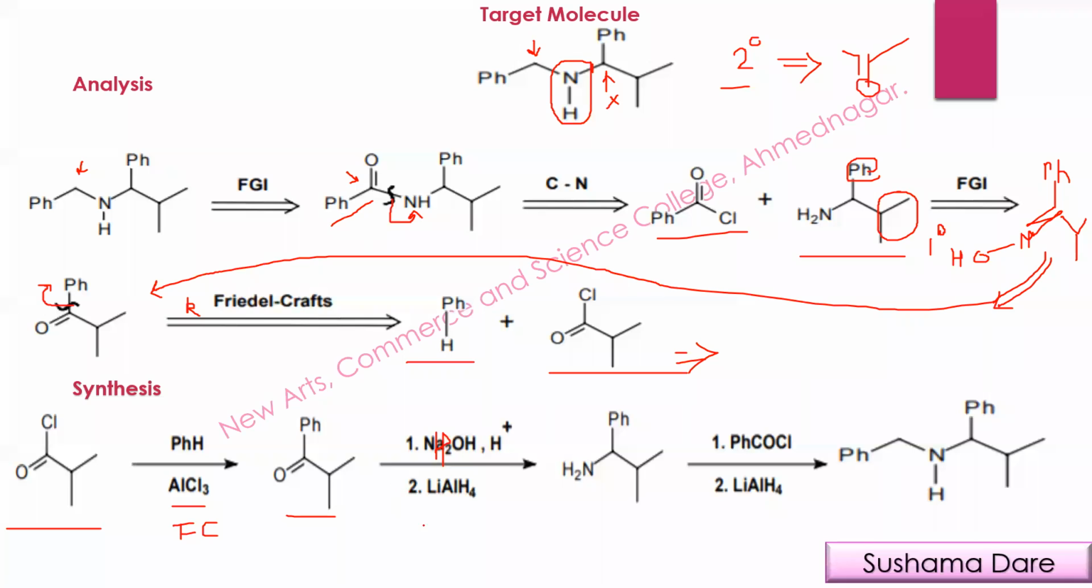of acidic condition. And once you get the oxime, that oxime is reduced by lithium aluminum hydride so that it gives a primary amine. Then the primary amine is treated with benzoyl chloride. After benzoyl chloride, whatever carbonyl group is there, that carbonyl group is reduced by LAH, and that gives the target molecule.